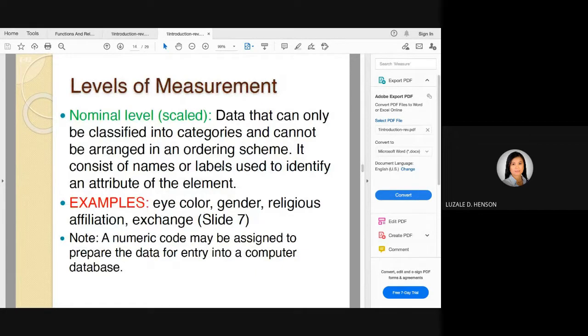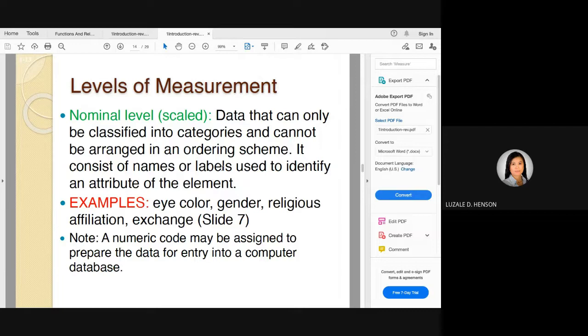Now, this is very important, levels of measurement. You need to realize that there are 4 levels of measurement before you collect the data. We have number 1, nominal level. This refers to data that are categorized. They are not ranked. For example, marital status.